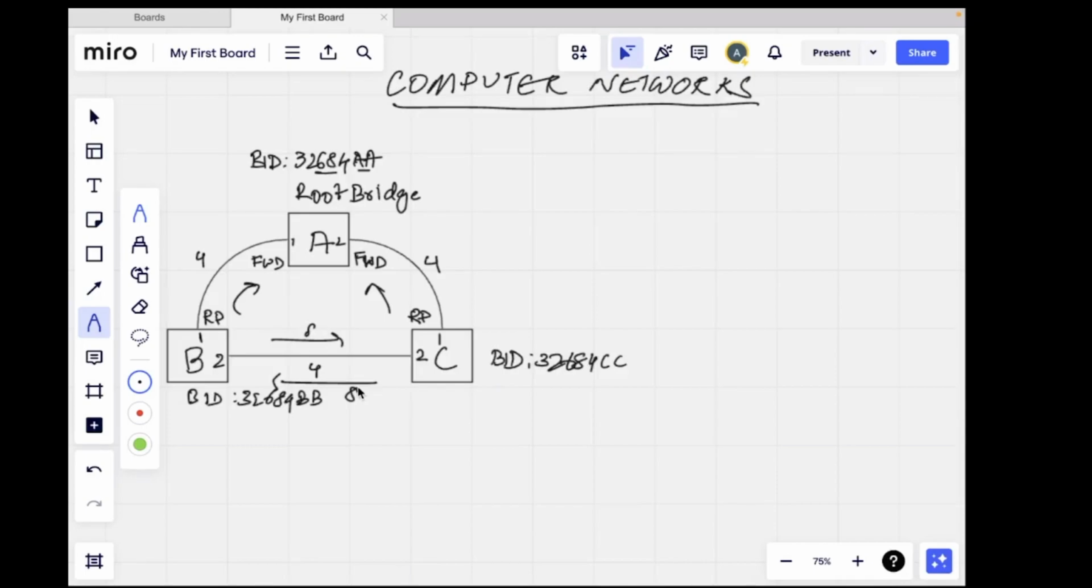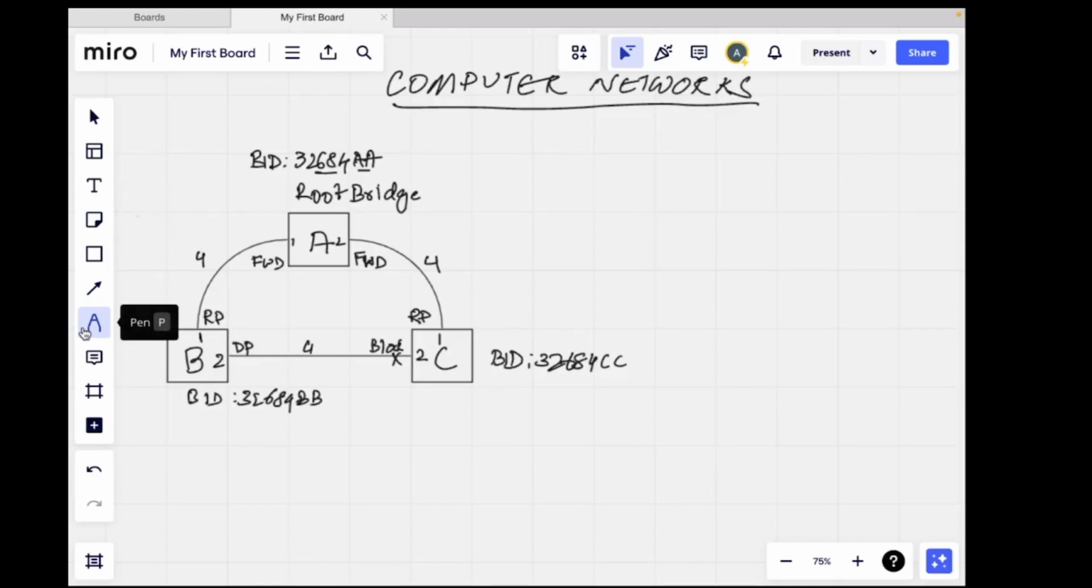It will again compare the BID, and it will see that B has the lower BID and C has a higher BID. So it will make B a designated port, and switch C will make interface 2 blocked. Okay, now this is blocked. Make sense? Let me just erase this. Right, so first it saw the cost. Using the cost we saw that it's a tie, so we went down to the BID.